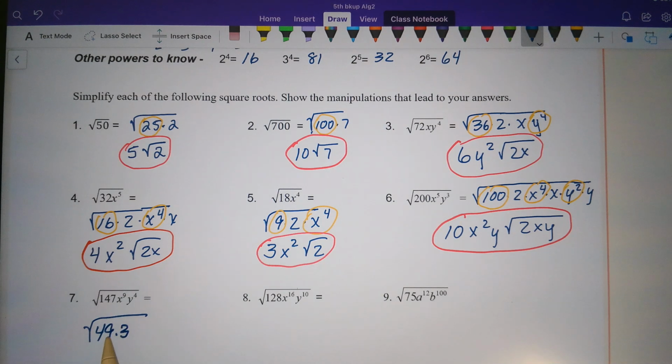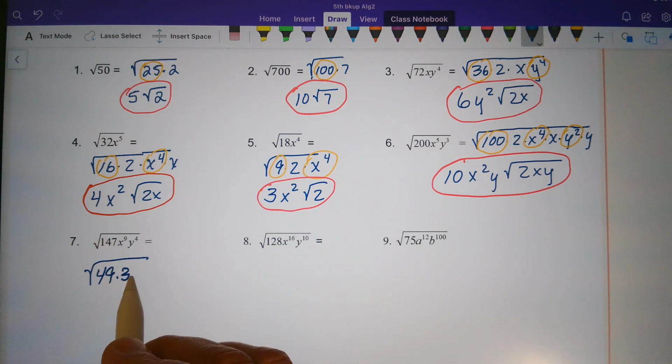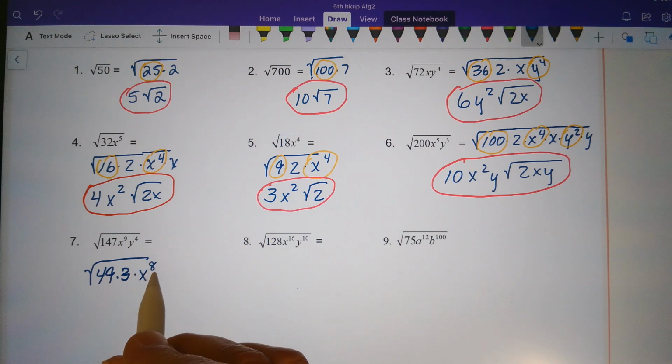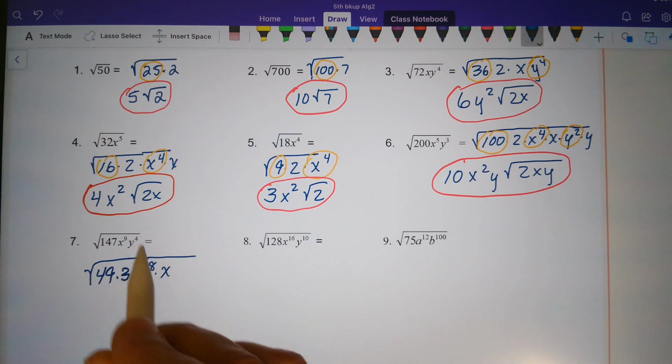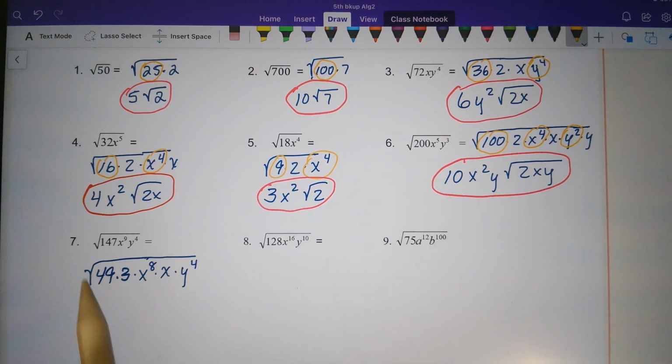X to the 9th. Remember, we're looking for square root. So we want an even power here, so we'll rewrite x to the 9th as x to the 8th times x, and y to the 4th. Again, as long as we have an even power, that is a perfect square. We can take its square root.